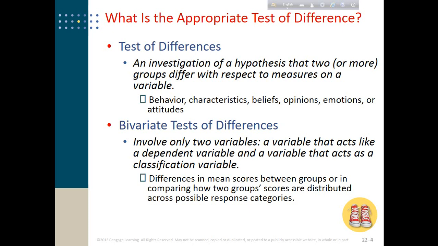Now, bivariate tests of difference. In the last lecture, we also learned about the test of difference, but in that case, we examined if a particular variable is different from a benchmark. But a bivariate test of difference involves testing the difference between two variables or the difference between two groups involving a particular measure. In these tests, typically one variable acts as a dependent variable and the other variable acts as a classification variable. Let's see some examples and try to find out what test is appropriate.